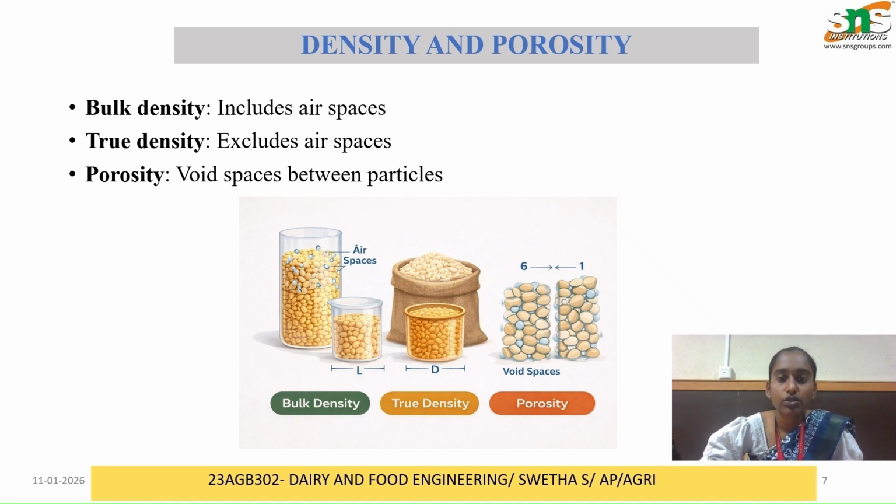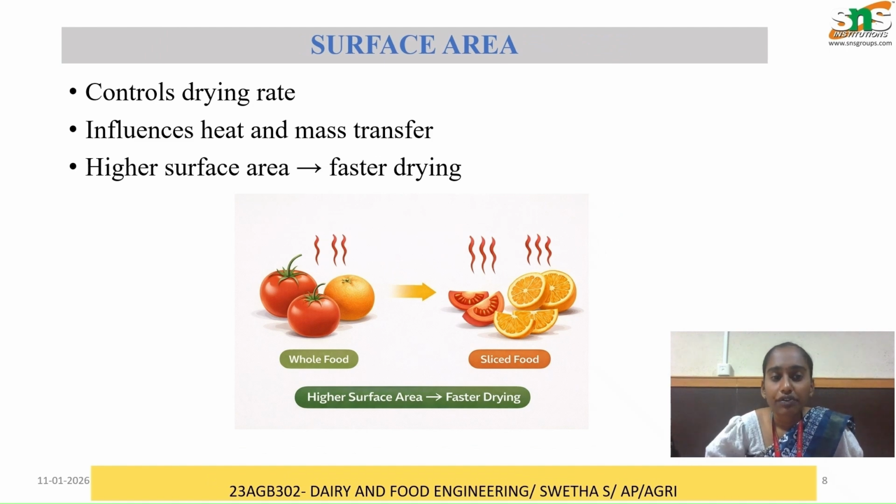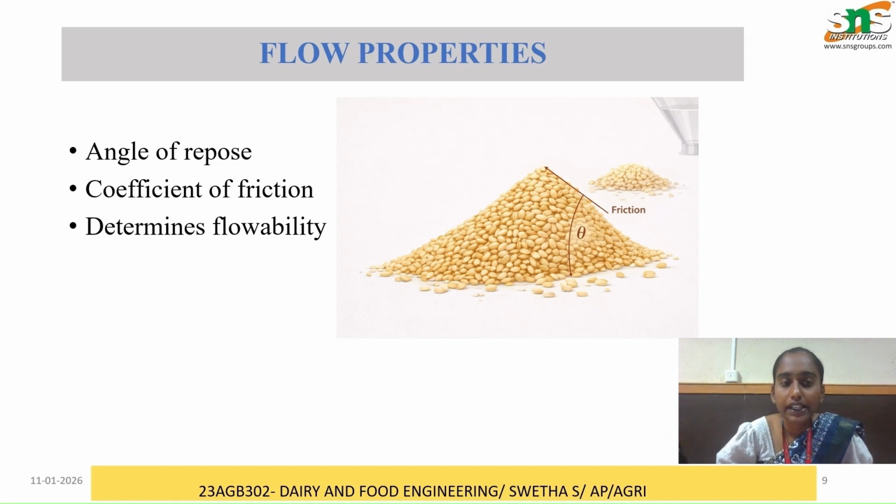I have attached the image also for your reference. And surface area plays a vital role, especially in drying, because a higher surface area fosters the drying rate, and it also influences heat and mass transfer. It also controls the drying rate. Flow properties: there are three different types of flow properties that are very important, especially when doing the calculation of grain efficiency, like angle of repose and the coefficient of friction, which determine the flowability of grains from higher to lower, etc.